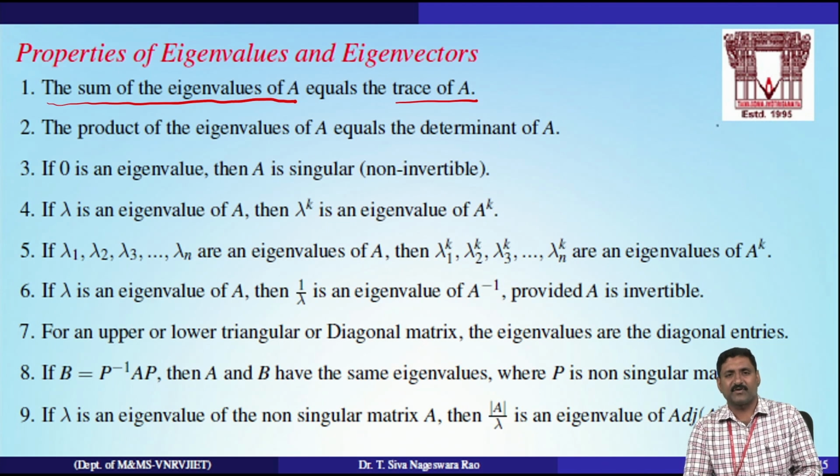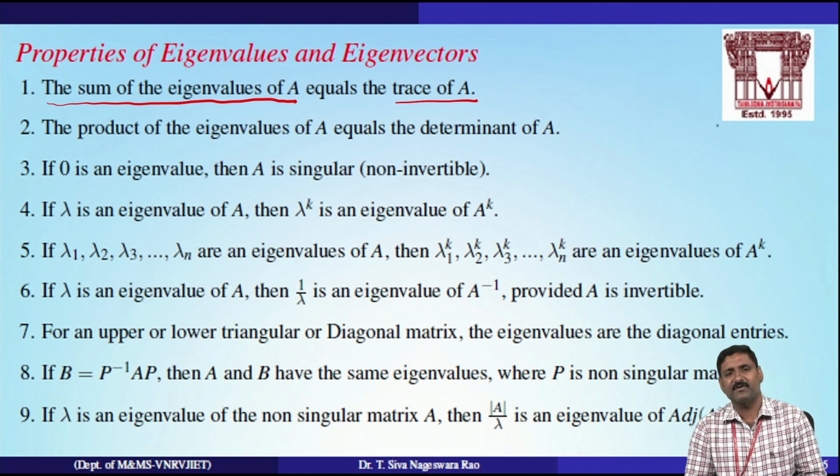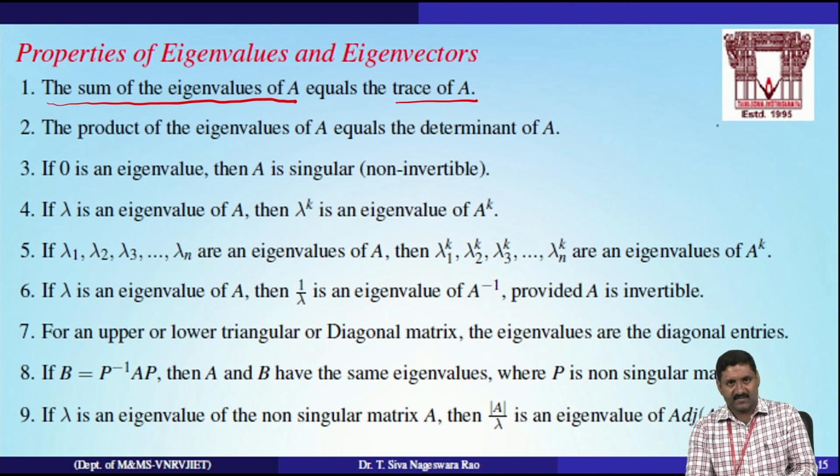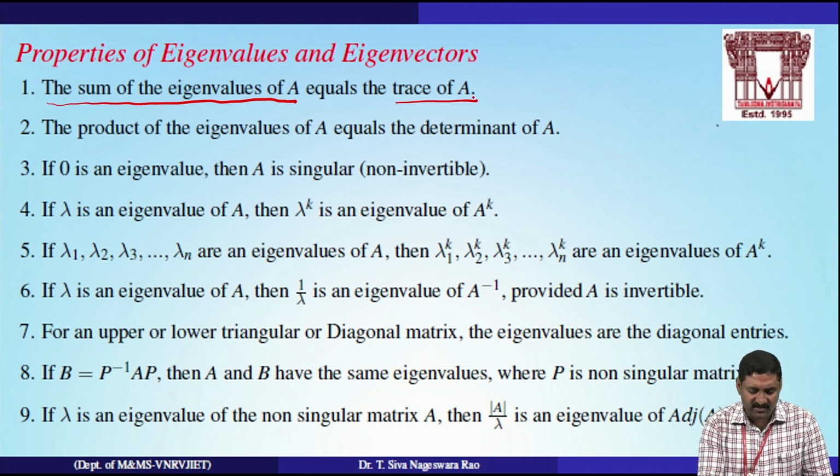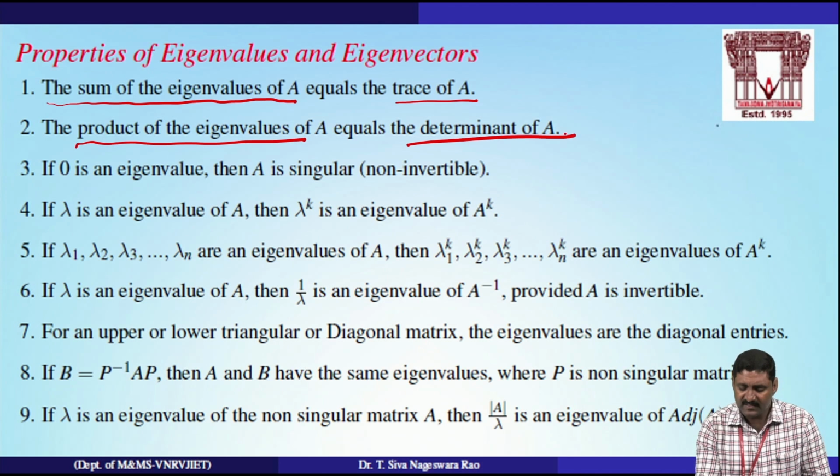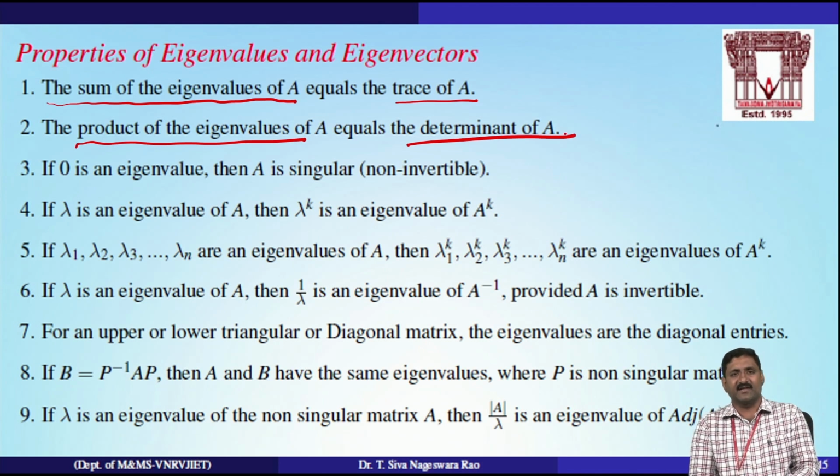Now what is the trace of A? Capital A is a square matrix anyway. The trace of A is the sum of the diagonal elements. So the eigenvalues you obtain from capital A, their sum should be equal to the trace of A. And one more: the product of the eigenvalues should be equal to the determinant of the matrix capital A. You need to verify these two conditions.